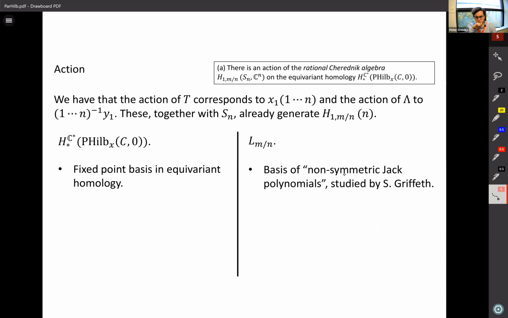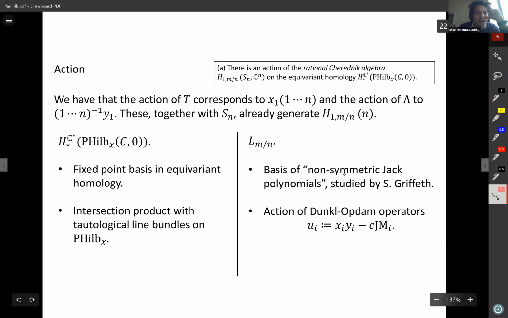Okay. And just to match up geometry with algebra, we have tautological line bundles on this parabolic Hilbert scheme because we have chains of ideals. So I can just take line bundles where the fibers are successive subquotients. And I have intersection product with, I guess this should say, Chern classes of tautological line bundles.